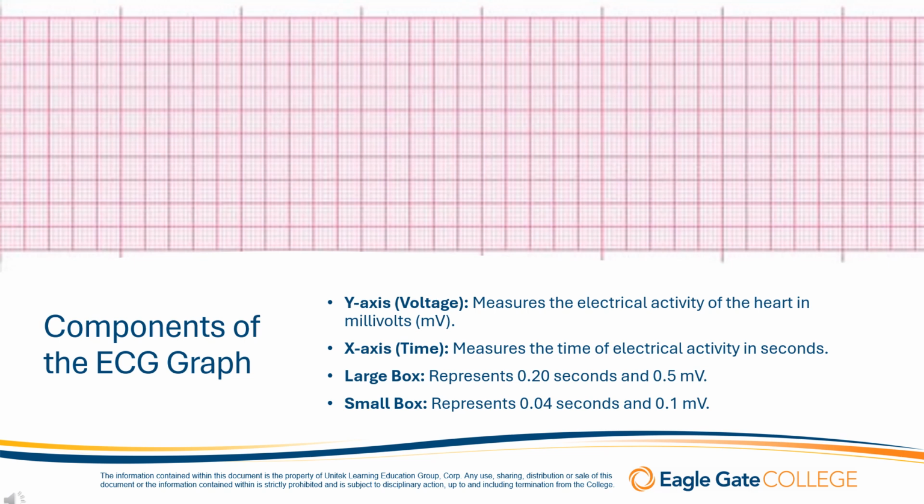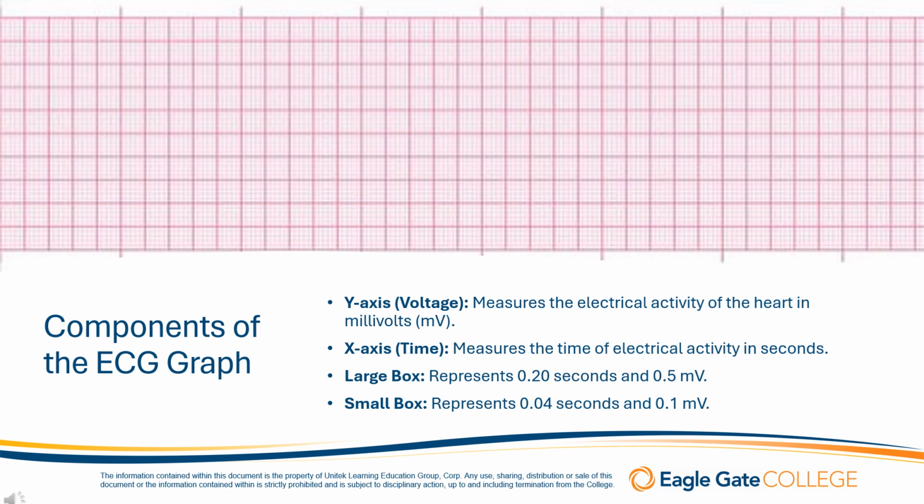Each small box on the x-axis represents 0.04 seconds, and each large box represents 0.2 seconds. By counting the number of boxes at certain points on the ECG, we can calculate the duration of different phases of the cardiac cycle, such as the PR interval, the QRS duration, or the QT interval. Let's talk about those boxes a little bit more specifically. The large boxes. So you'll see there's a bunch of teeny boxes, and then there's darker lines for large boxes.